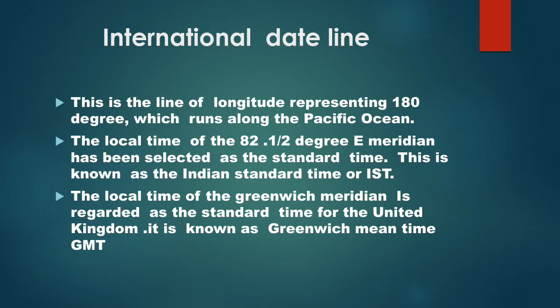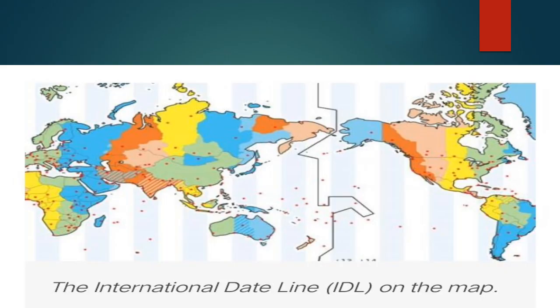Now let us study about the international date line. This is a line of longitude representing 180 degrees which runs along the Pacific Ocean. The local time of the 82.5 degree east meridian has been selected as the standard time. This is known as the Indian Standard Time or IST. The local time of the Greenwich meridian is regarded as the standard time for the United Kingdom. It is also known as the Greenwich Mean Time. In this picture you can see the international date line, which is used to locate the time pattern in the world.